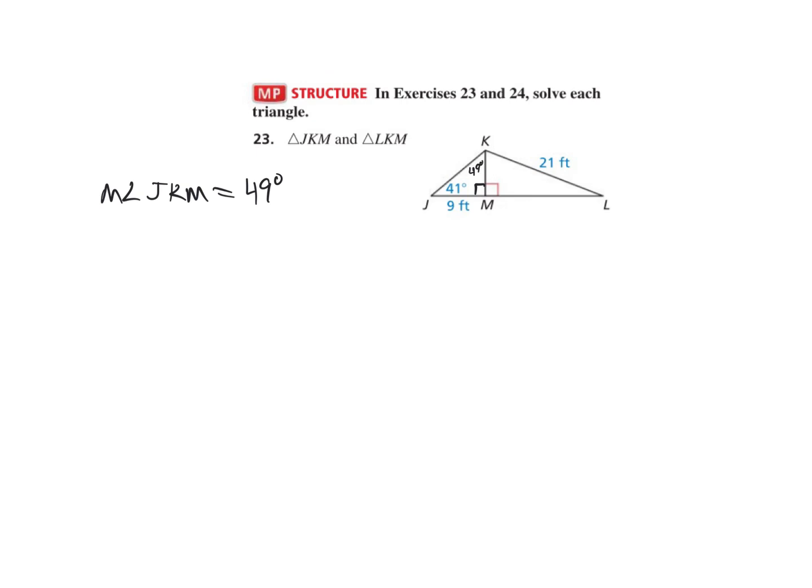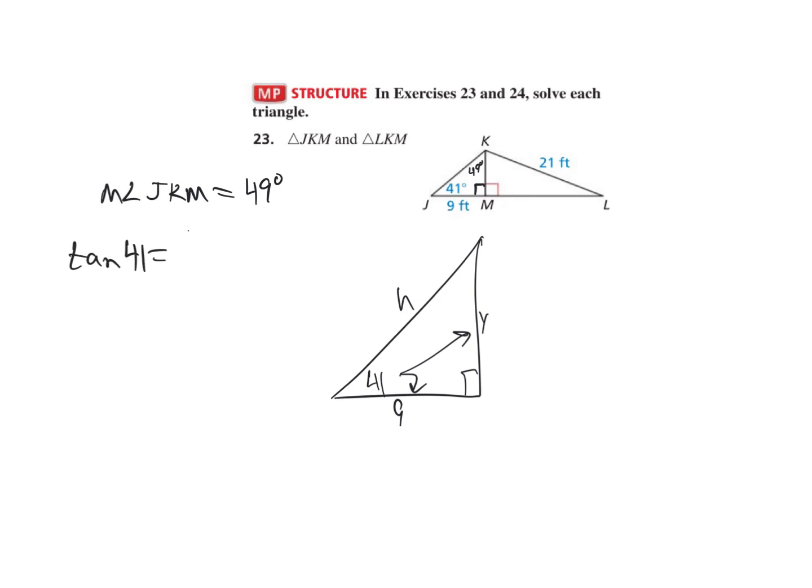So let's do this one right here. Okay, so this is 41 and that's 9. Let's get y and the hypotenuse. So it's two problems in one, basically. To get y, I can't use the hypotenuse because I don't know it, so I'll use the adjacent. Opposite and adjacent, that's tangent of 41 equals y over 9. Multiply by 9 on both sides. So 9 times the tangent of 41 is going to be 7.8. All right, so there's our first part, 7.8.